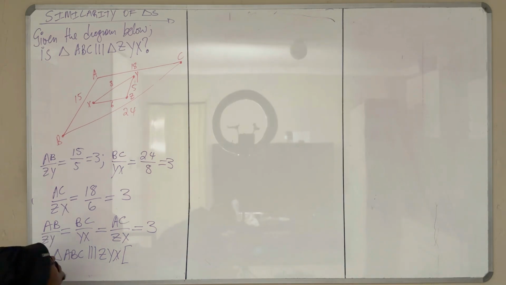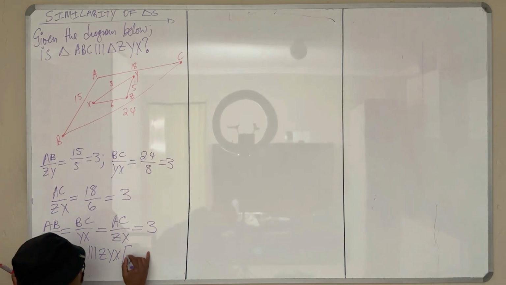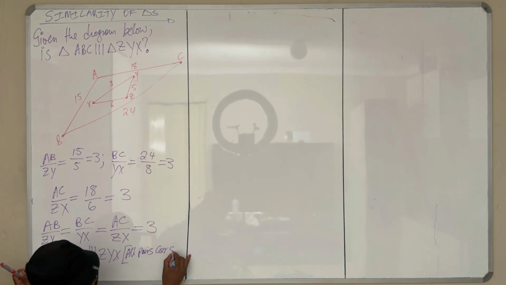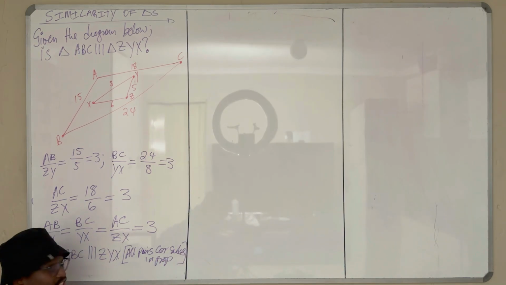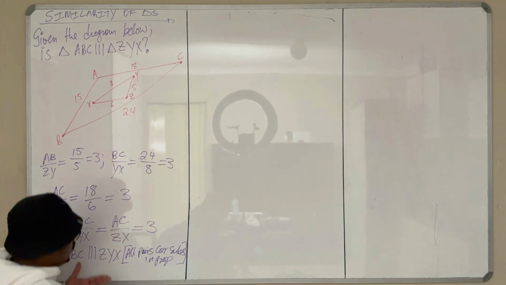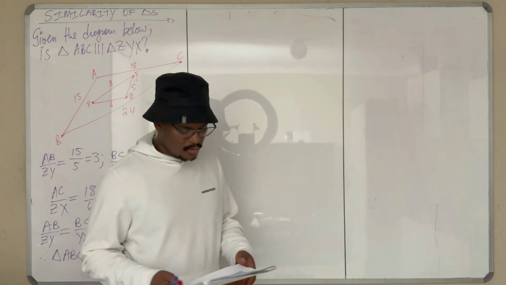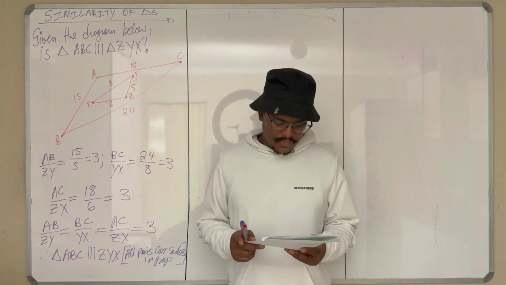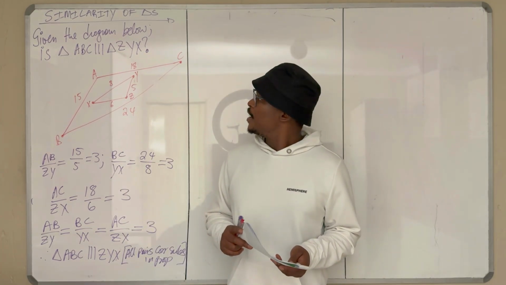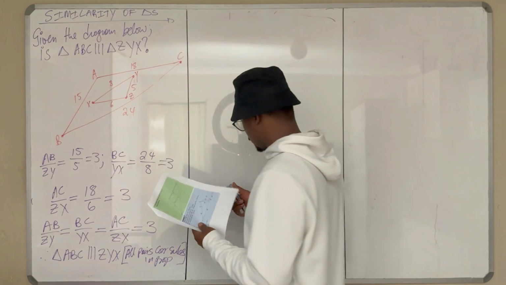Side, right? But let's say all pairs of corresponding sides are in proportion. This is the criteria that we use. All pairs of corresponding sides are in proportion. Are you happy with this? Yes, I'm happy. They are all equal to 3. Go to the next one. So, example number 4. I'm going to draw it here.